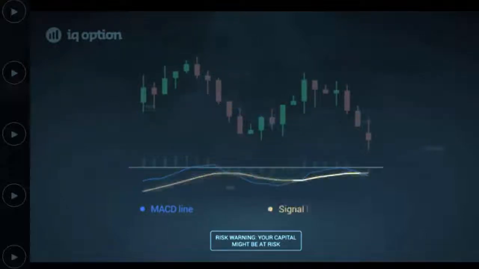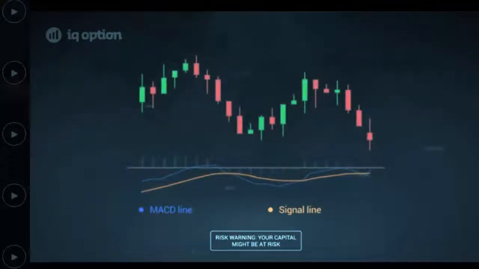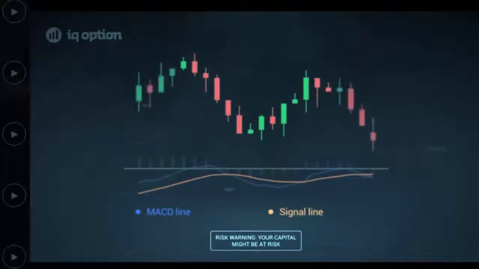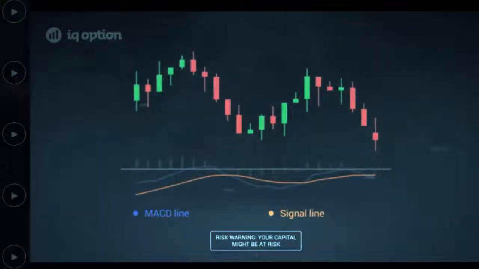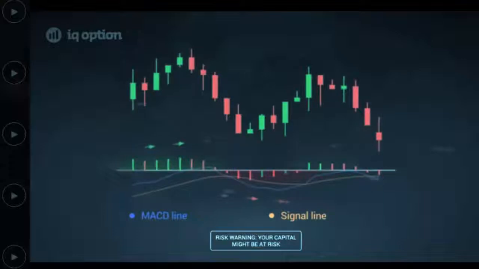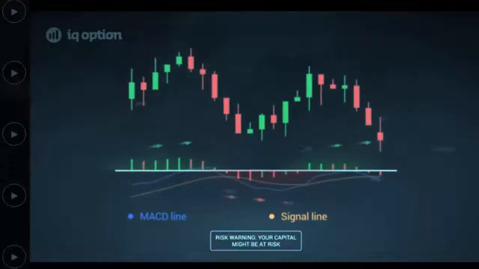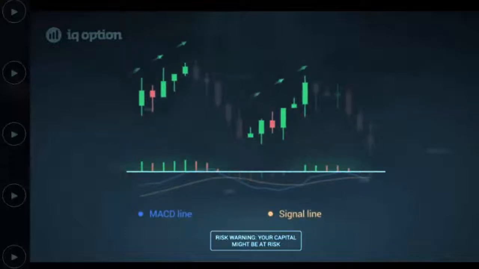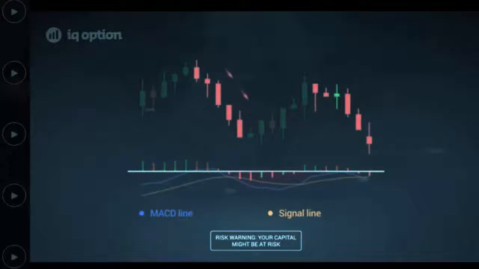The signal line is a smoothed MACD line. By default, the average value of the previous 9 periods is used for calculation. The signal line acts as a slow-moving average, which is crossed by the fast MACD. The bar chart displays the distance between the signal line and the MACD line. It changes its polarity relative to the zero line depending on the price movement direction. If the price goes upward, the bar chart is above the baseline. If it goes downward, the bar chart is below it.